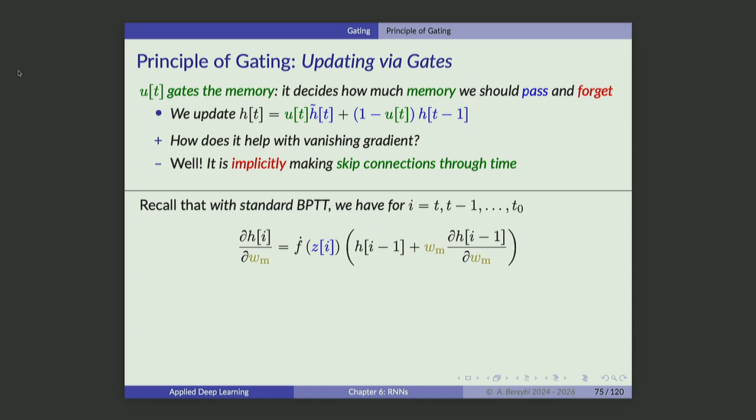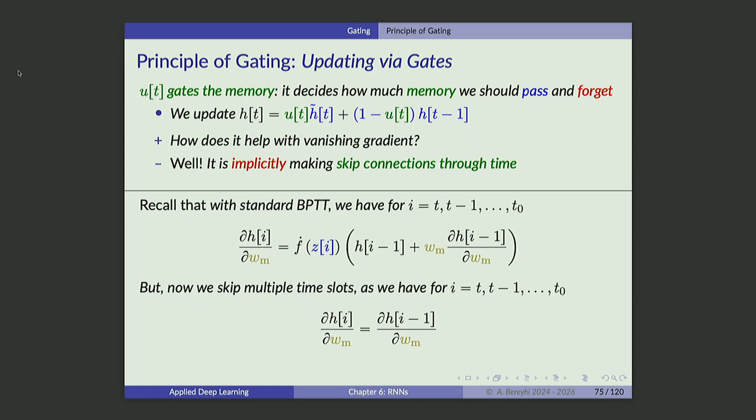Well, I am computing the gradient of hi with respect to the weight. And I told you this derivative is the derivative of the hidden state at time i minus 1 times the derivative at time i minus 1. But if I have that u and I have skipped everybody in between, how does the gradient at time t look like? It's going to be the gradient of the hidden state at time t0, because I ignored everybody in between.